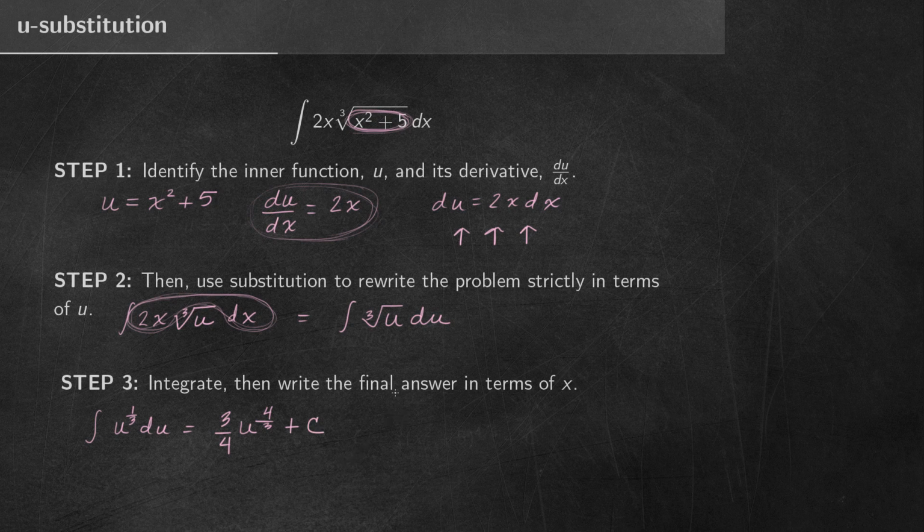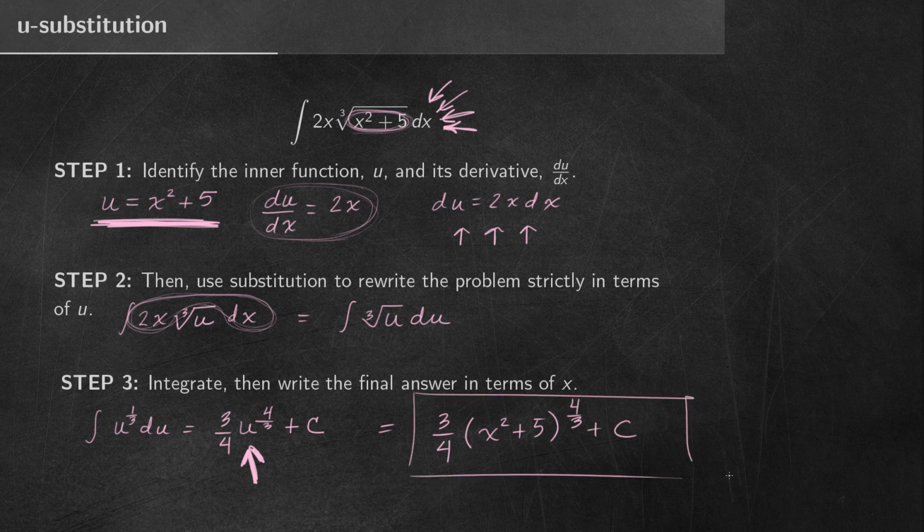Now you might think, okay, great, we're done. We've integrated this. But we've actually integrated it with respect to u, and the original problem asked us to integrate with respect to x. So what we want to do at the very end is rewrite the problem back in terms of x, and we can just do a reverse substitution. We know that u equals x squared plus 5, so we're going to replace the u with x squared plus 5. So I get, instead of 3/4 times u to the 4/3, I get 3/4 times x squared plus 5 to the 4/3 plus c, and that will be my final answer.